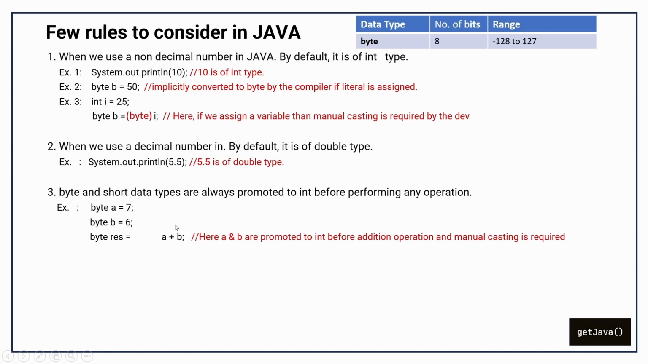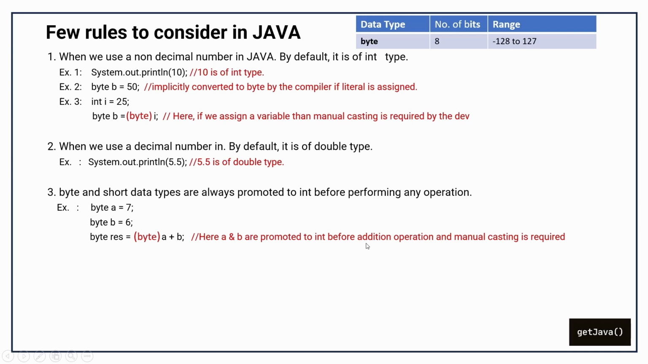The resultant value is of integer data type, and we are trying to store this integer value inside this byte type variable result. So again, manual casting is required. Since this is a variable, the compiler cannot check the range at compile time. At runtime only it will be able to determine the exact value. So again, manual casting is required. We have to write byte inside brackets to convert this int type value into byte type. I hope it is clear.